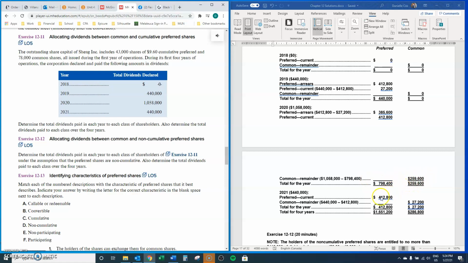In 2021, again, preferred shareholders get paid first, but now they're paid up to date. There are no arrears. So now they get paid just the $412,800, and all of the remainder goes to the common shareholders. Then you can just total up the 4 years what they each received. Yeah, so that's it for that question.